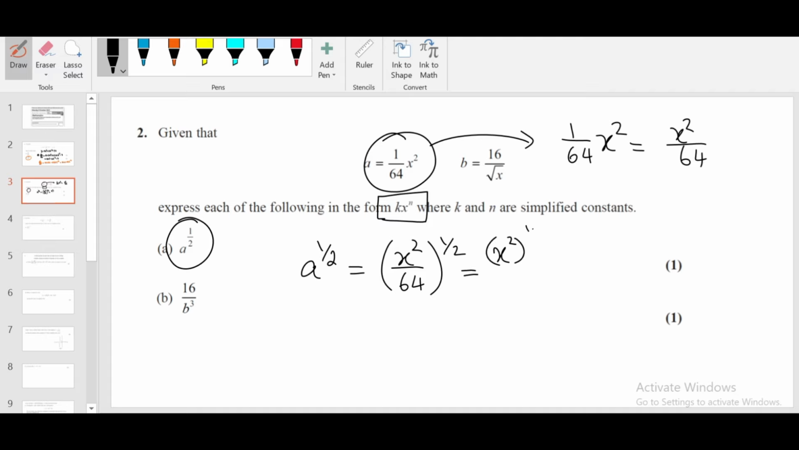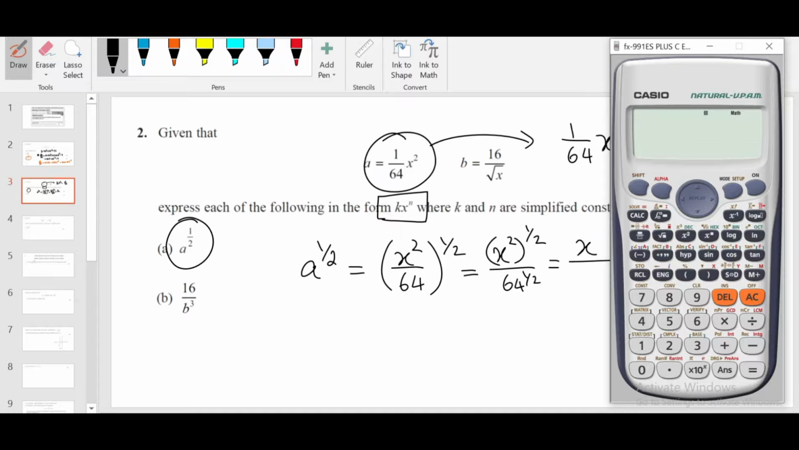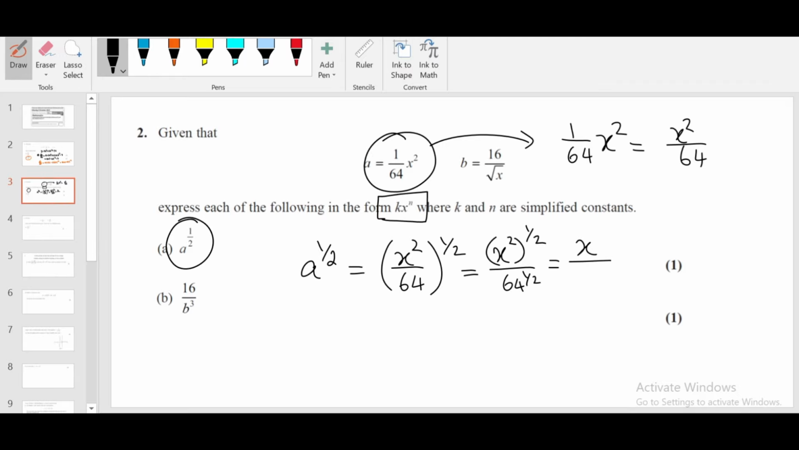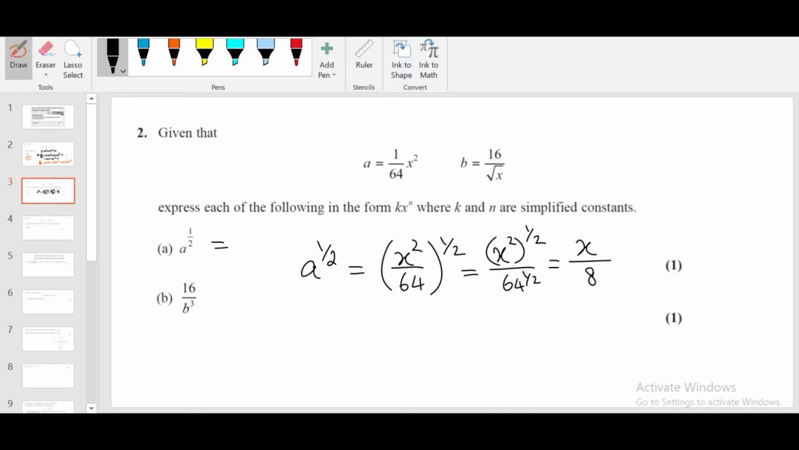X squared power half, 64 power half. X squared power half is basically, you need to multiply the powers. So you will get x power 1, divided by the square root of 64, which is 8. x over 8 is the answer for part A. So the answer is x over 8 or 1 over 8 times x.